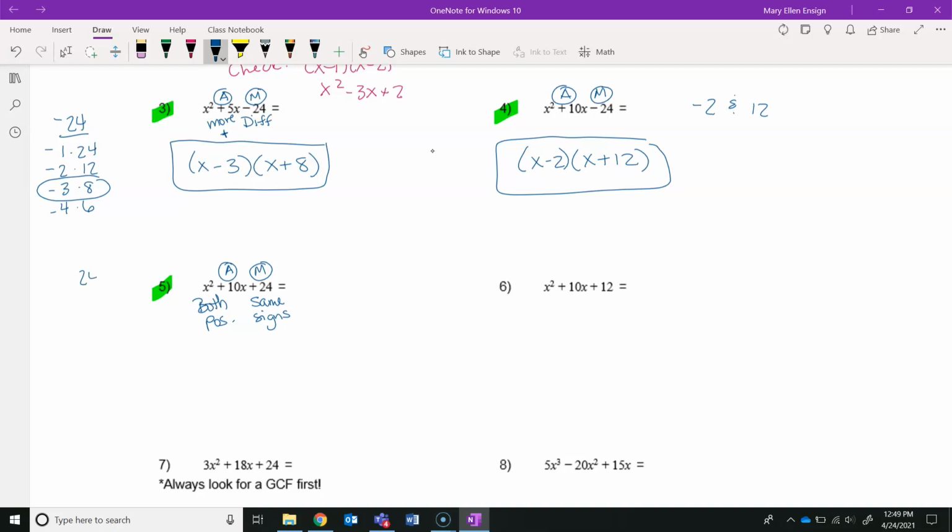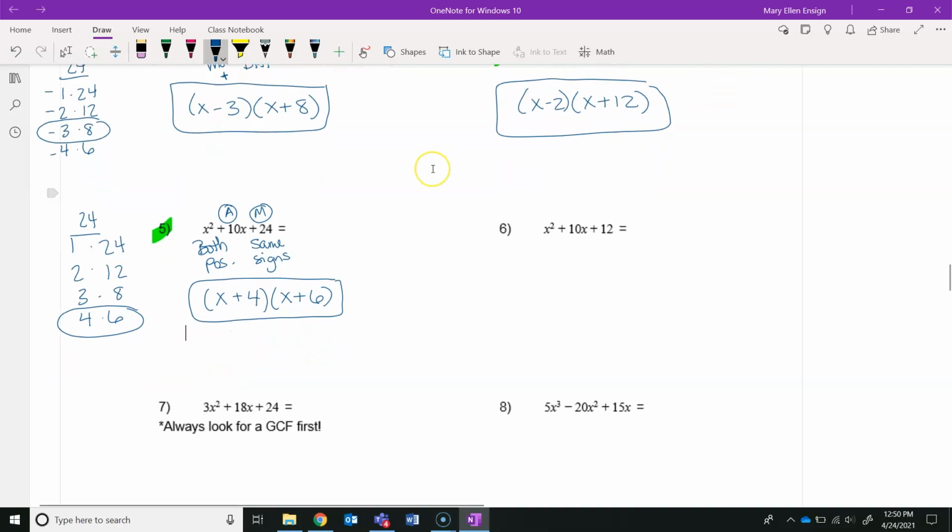So if I think of 24, now this time I have the same number parts, the same absolute values, but I have all positive this time. So now 2 and 12 had a difference of 10, so that worked when the signs were different. But now I want two that add up to 10 when the signs are the same, so I'm going to have 4 and 6. Again, when you check it by multiplying, you'll get what you started out with.